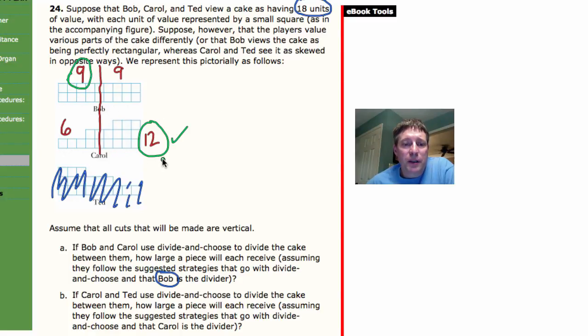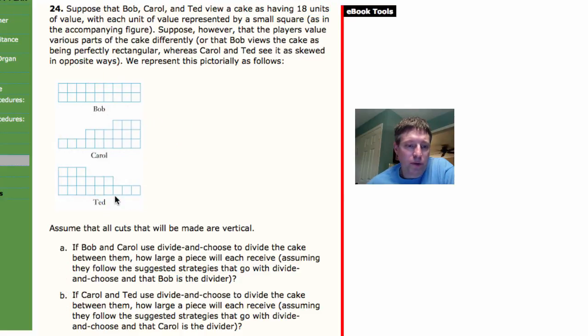So from Carol's perspective, she's getting a value of 12, which she believes is more than her fair share. Bob, on the other hand, believes he's getting exactly his fair share. So if we answer the question, how large a piece will each receive? Carol receives a piece she believes is worth 12. Bob receives a piece that he believes is worth 9. That's the general procedure. I will let you go ahead and do part B. You'll have to kind of start over.